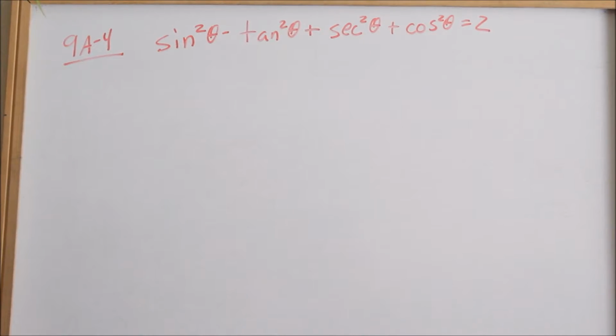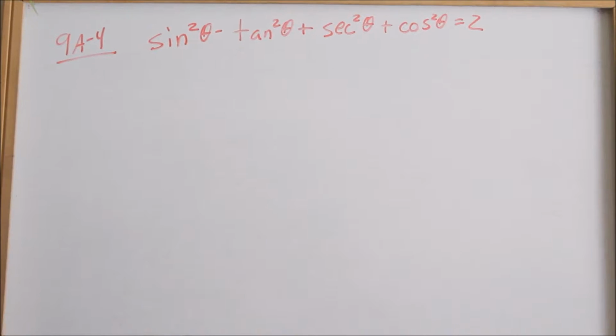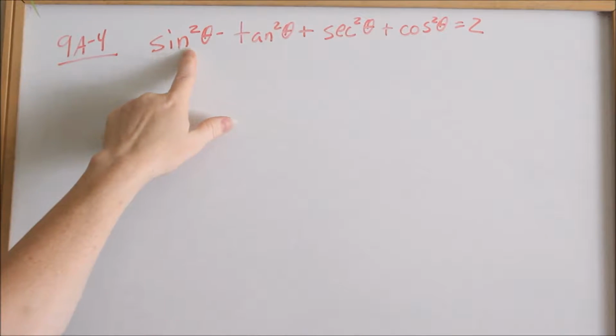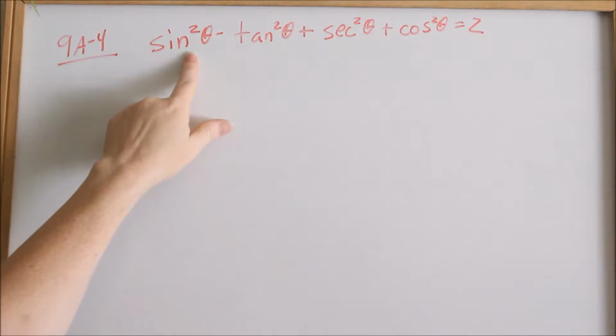Okay, we're doing more trig proofs. So you're going to use all the identities that you've learned so far for these trig proofs. Looking at 9A4, I see that I have a bunch of squares. Anytime I have a bunch of squares in the problem, the first thing I always look for is, can I use my Pythagorean theorem trig identities for that?